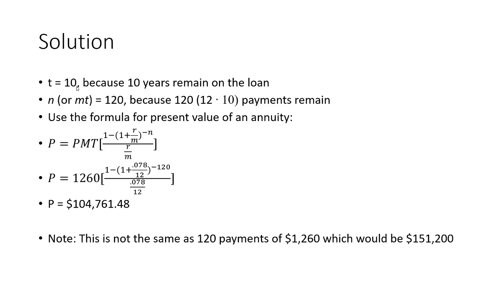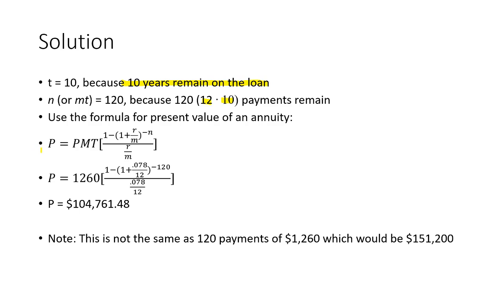T is 10 here, not 30. That's probably the most common mistake people make. It's 10 because there are 10 years remaining. There are 10 years left on the loan. So T is 10 because there are 10 years remaining. N in the calculator, or MT, is going to be 120. 12 monthly payments times 10 years.